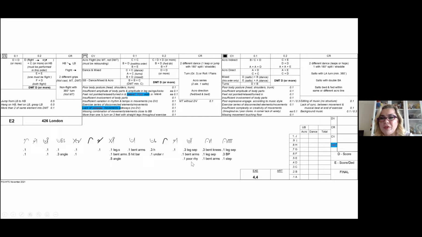And for the joint forward, we have a 0.3 for bent knees, 0.1 for leg separation, and 0.1 for bent arms. And finally, for the dismount, double salto forward tuck, we have 0.1 for leg separation, 0.3 for body position in landing. If you remember, it was not a deep squat, but it was also not 0.1. So we deduct 0.3 for body position in landing. And then we have 0.1 for the step. So the total deduction would be 4.4.